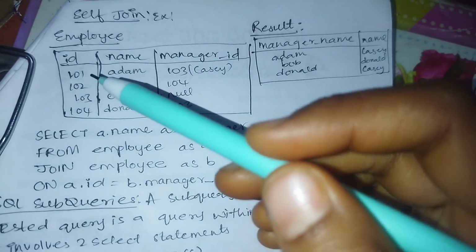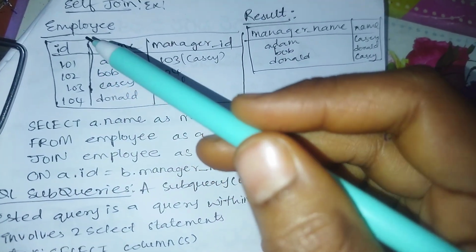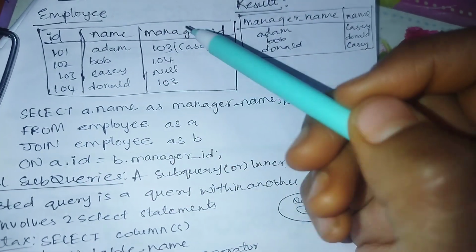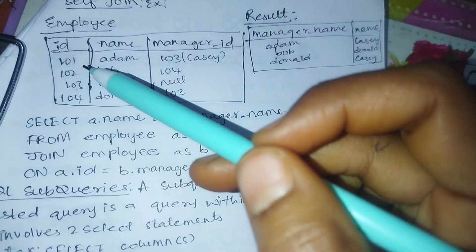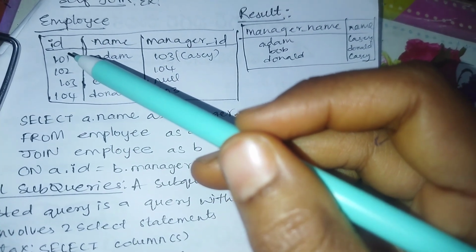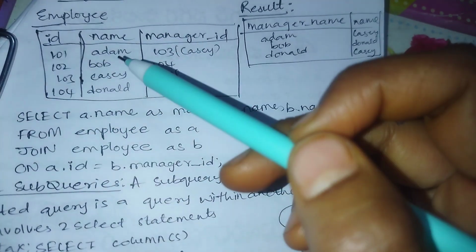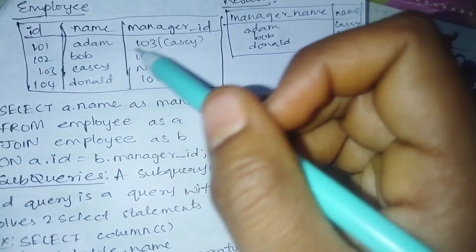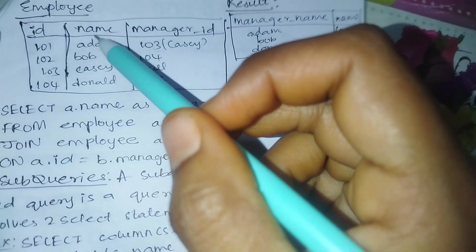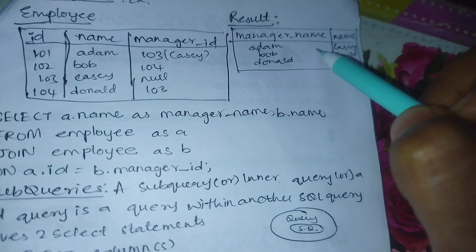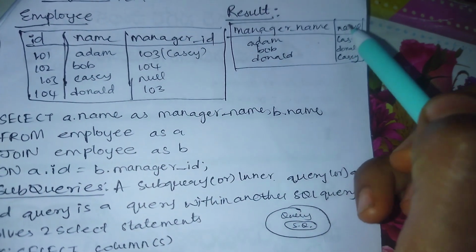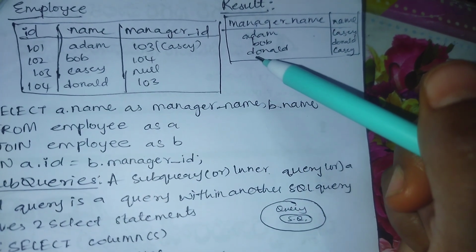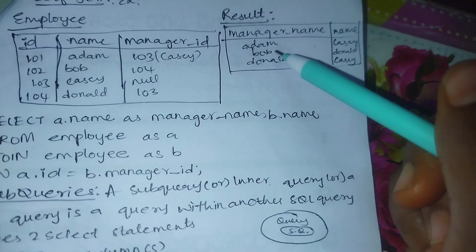Employee table. The primary key is ID, and the other columns are name and manager ID. For a self join, ID is not required. The self join explains adding the table's own elements: name, manager ID, manager name. This is the result for the self join.